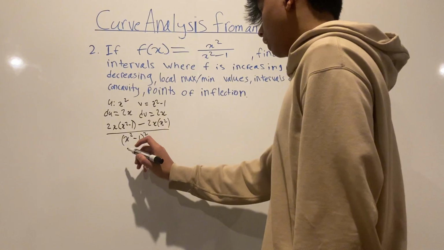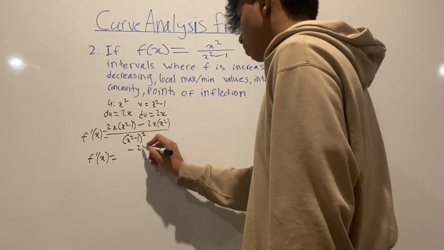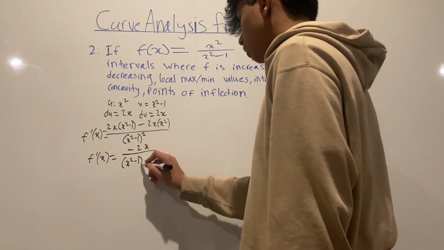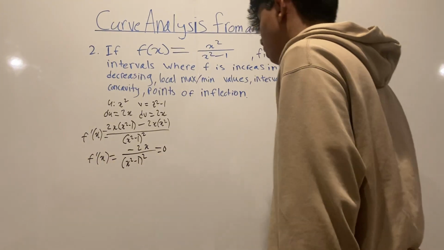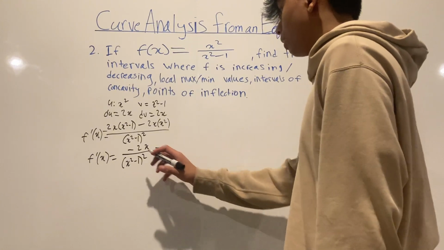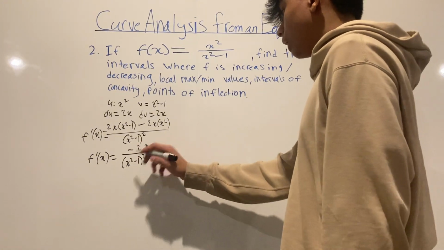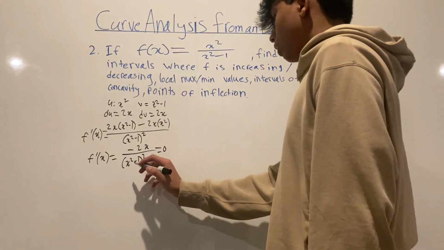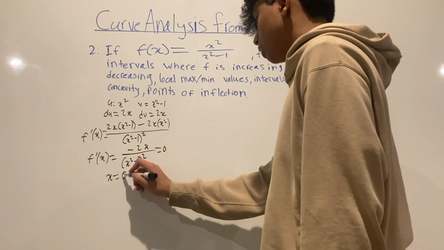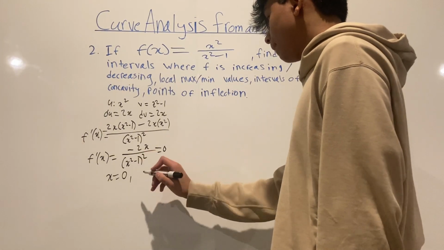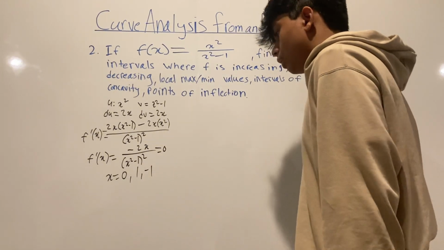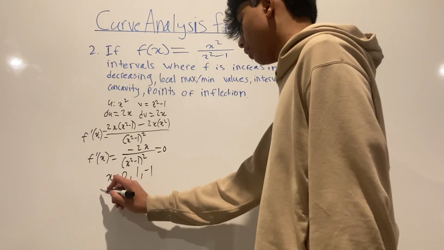And now if we simplify this, we'll end up having negative 2x over x squared minus 1 squared equals 0. And now if we solve for the zeros, and remember, it doesn't just have to be 0, it can also be undefined. So x, if we solve for the top, it's going to be equal to 0. And if we solve for the bottom, this is just going to be 1 and negative 1. Now we can put these values on the sign diagram.